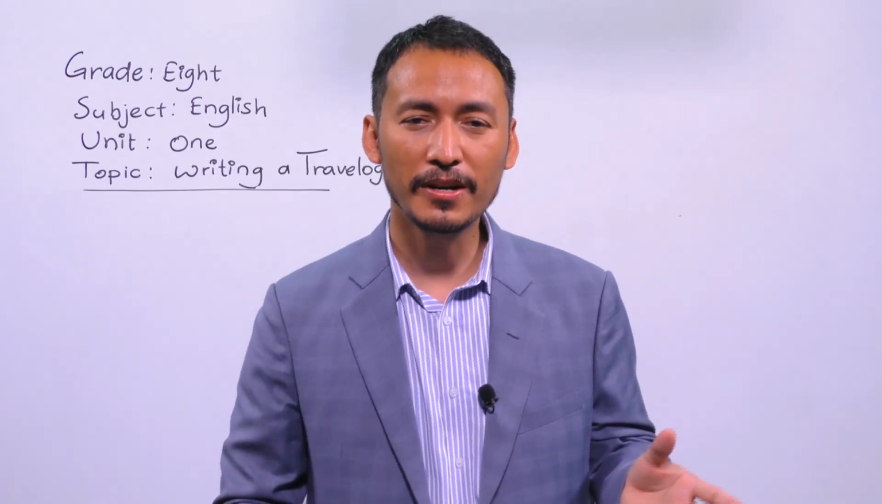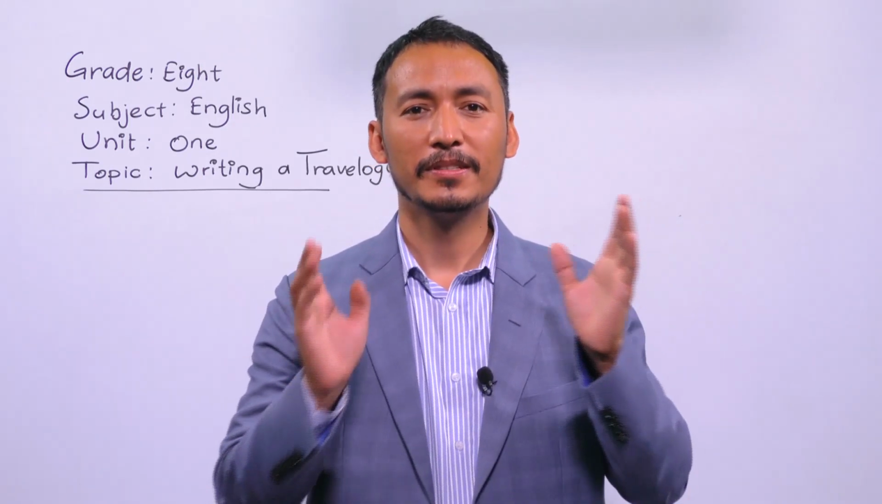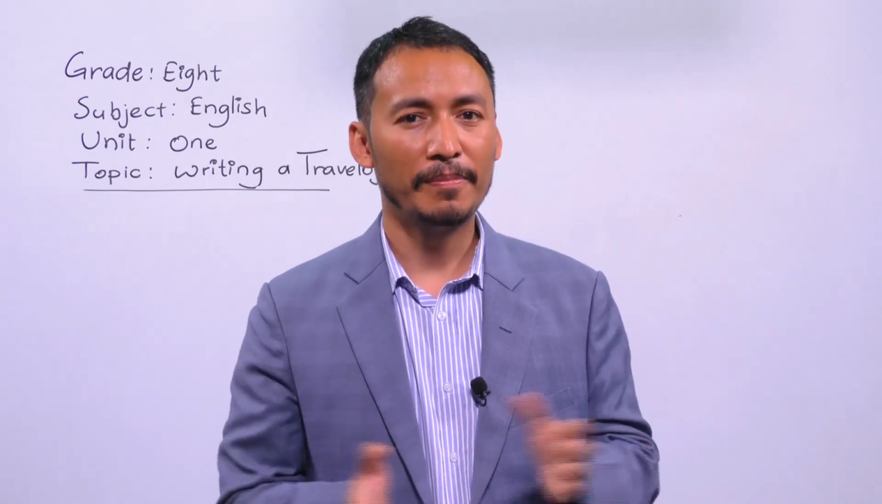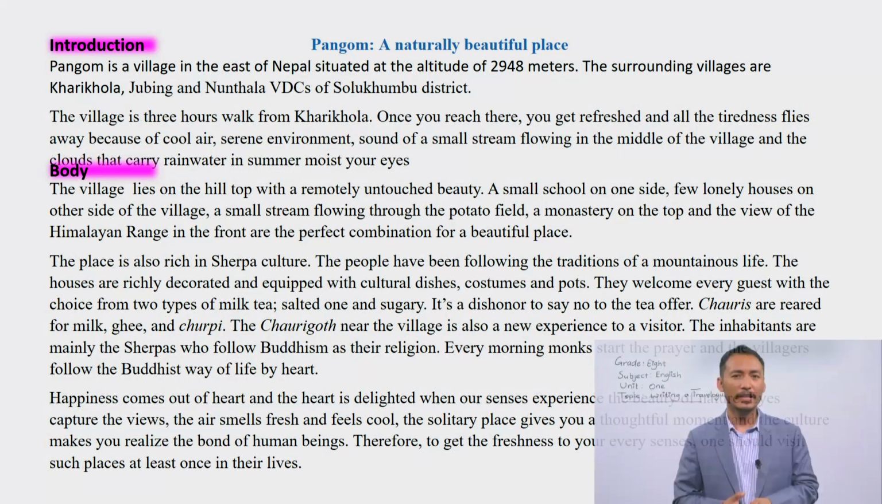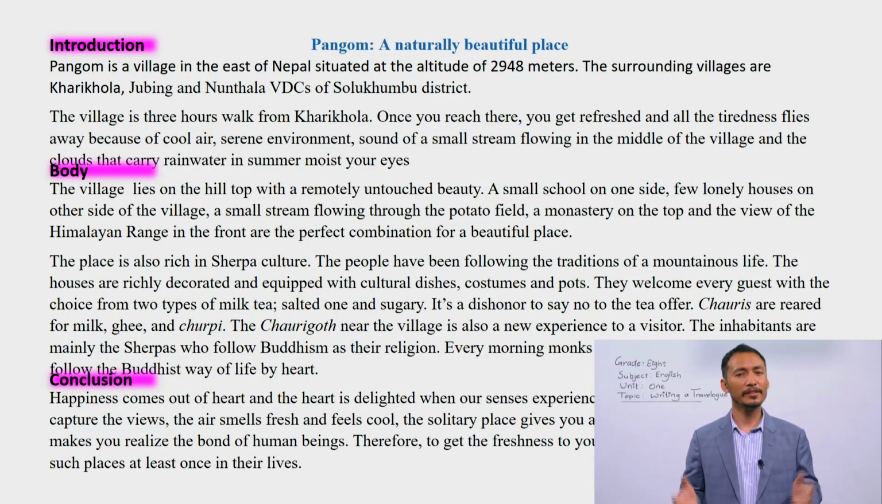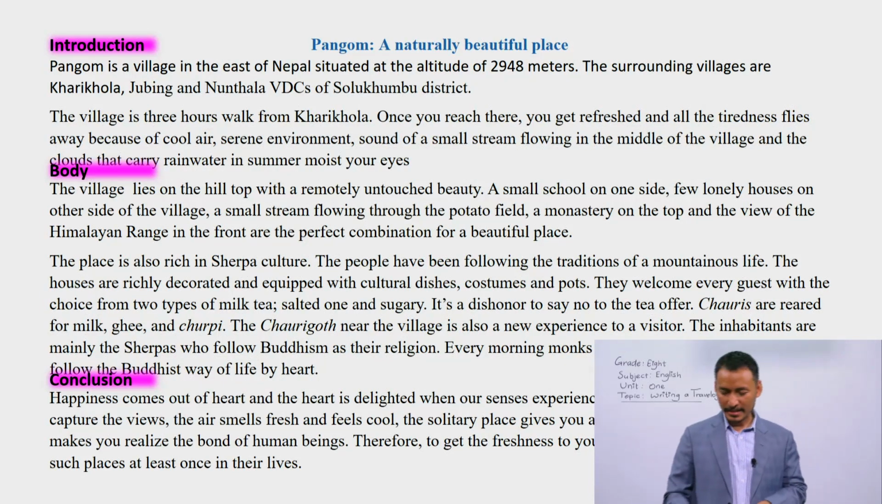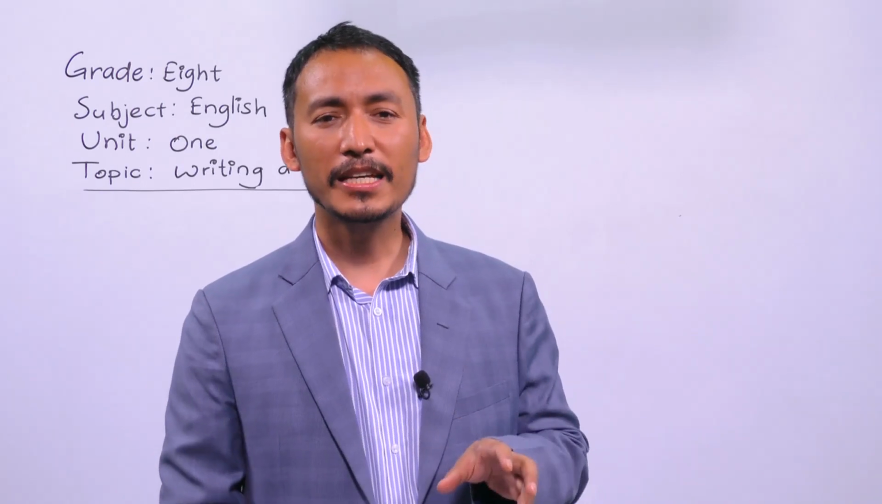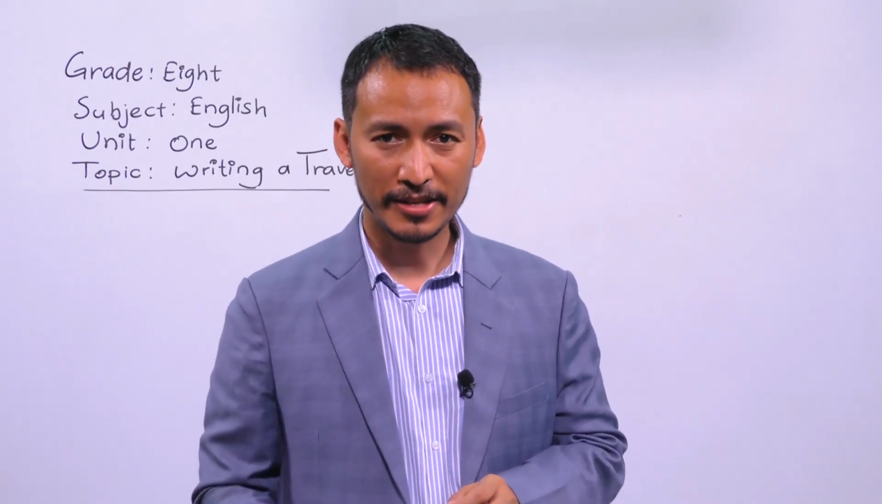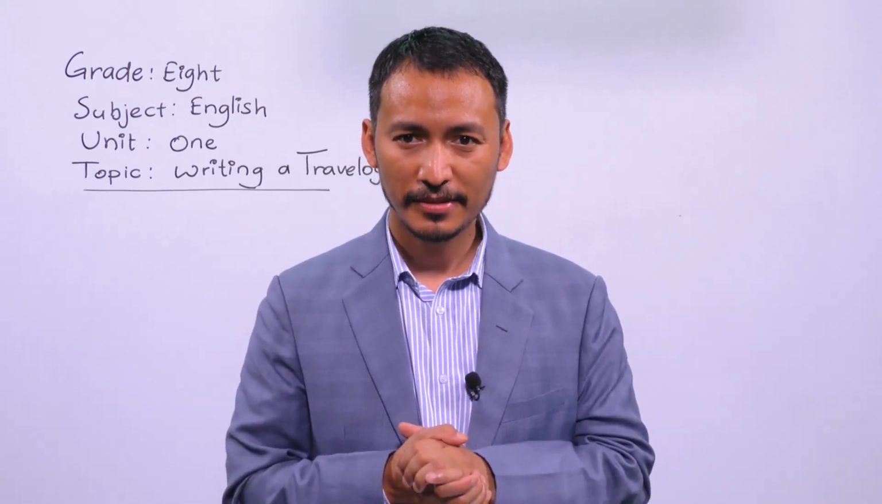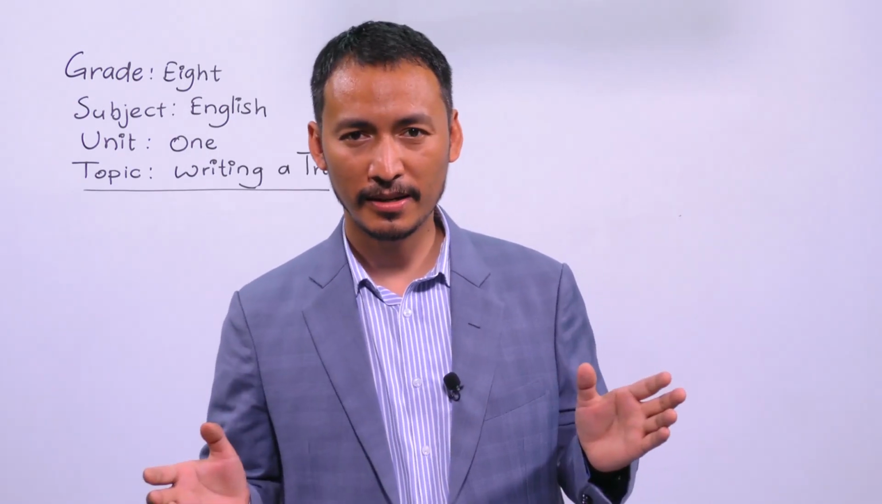What we need to do first, we have to introduce a place, right? And next, you are going to develop its body, and finally, we have a conclusion in your travelogue. All right, students? And what are the things you have to keep in your mind before writing it? As I said, 5W, 1S. Can you remember that? What are they?